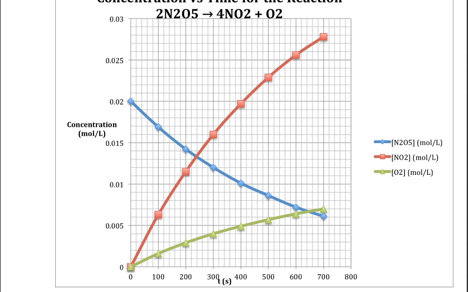The products must be the ones whose concentrations are increasing over time, and the reactant must be the one whose concentration is decreasing. So that would mean the blue represents the N2O5, and the red and the green, the products. Of those two, we see that our mole ratios between the two are 4:1. So we get 4 times the amount of NO2 as O2 over any given time period. So that means that the NO2 is the red one and the O2 is represented by the green line.